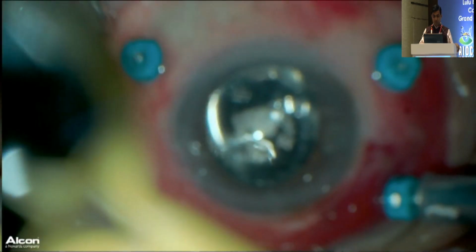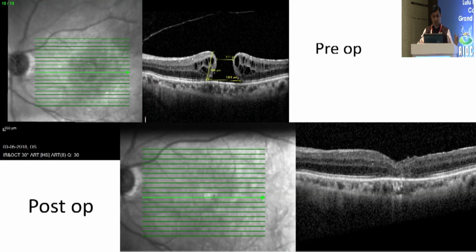And the post-op gas was given in this patient, and now you can see the good flap placement inside with no flap dislodgement at all. So this is the pre-op and this is the post-op pictures of this patient, and the patient had a very good visual recovery as well.